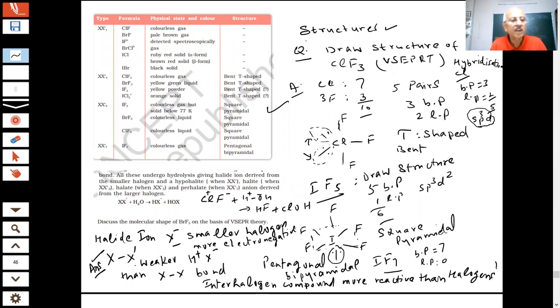In the exam, what we write is: XX dash bond is weaker than XX bond. Students, this bond is weaker. Here they have asked to discuss the molecular shape of BrF3 on the basis of valence shell electron pair repulsion theory. We have already discussed this in two ways, valence shell or hybridization.